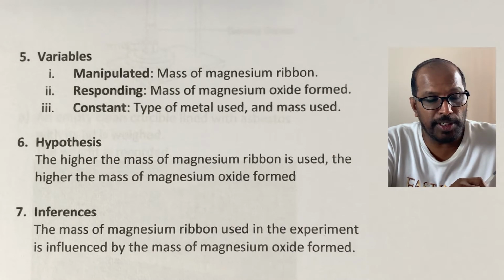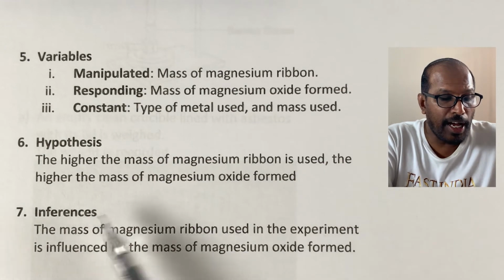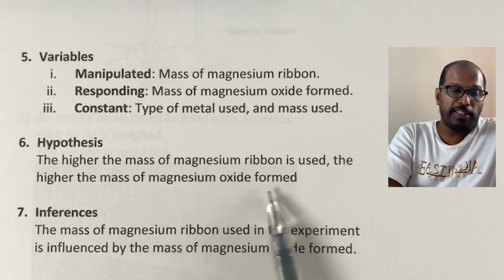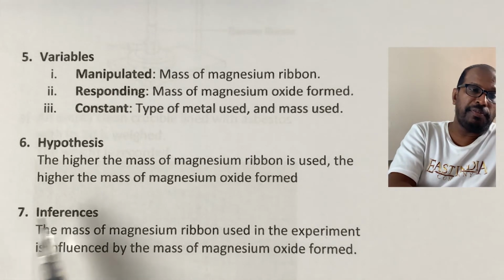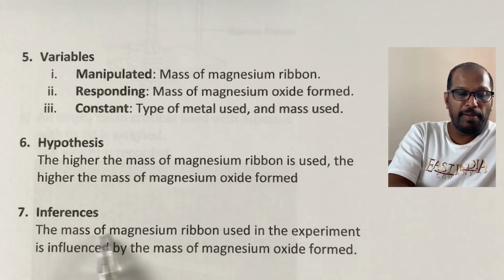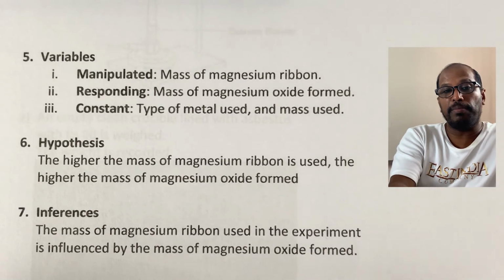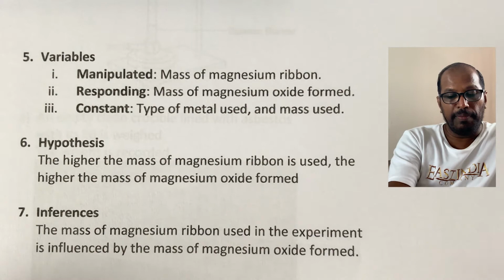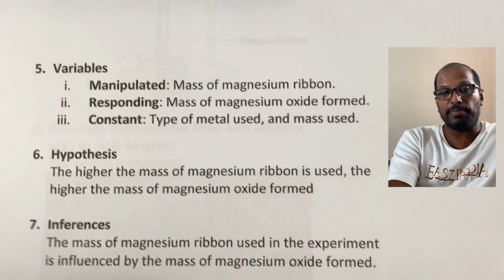Okay, what is the hypothesis? The higher the mass of magnesium ribbon used, the higher the mass of magnesium oxide formed. Okay, and what is the inference? This is the inference of the experiment: the magnesium ribbon used in the experiment influenced the mass of magnesium oxide. Now these are the hypothesis, inference, and variables of the experiment.